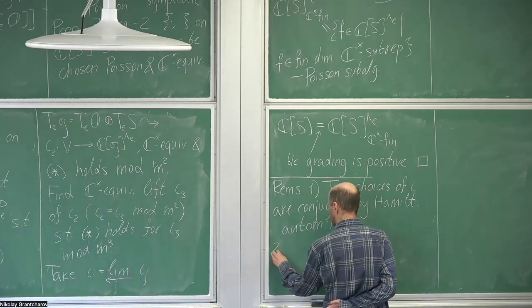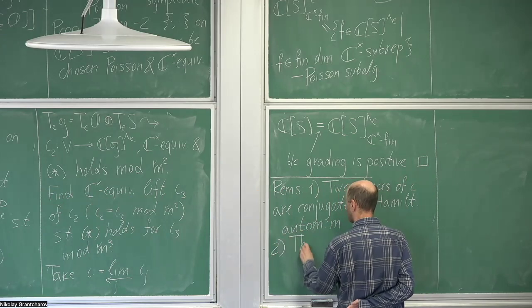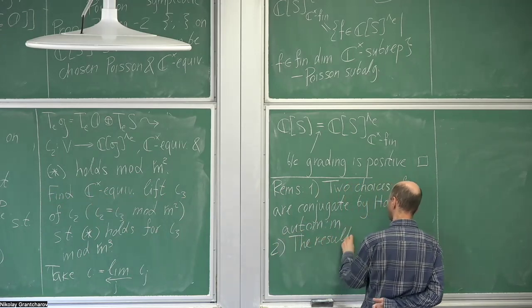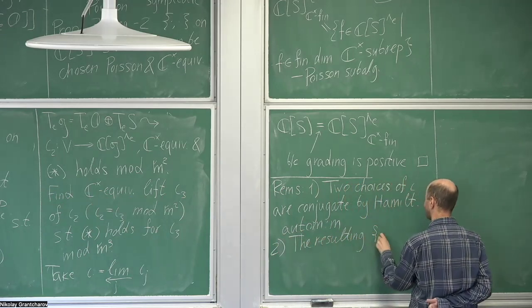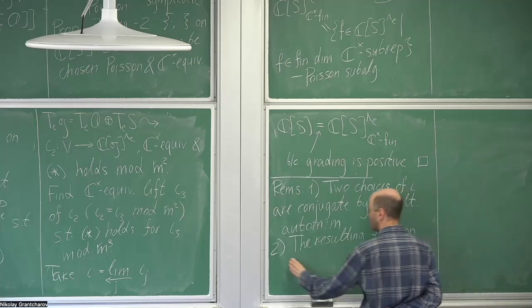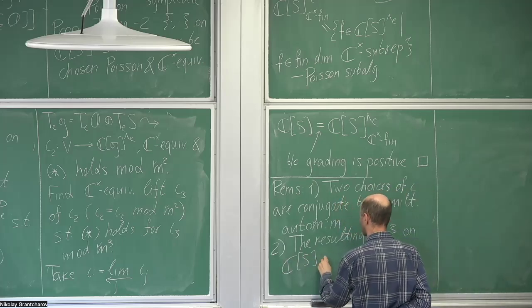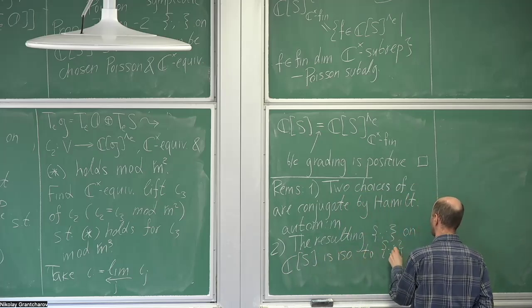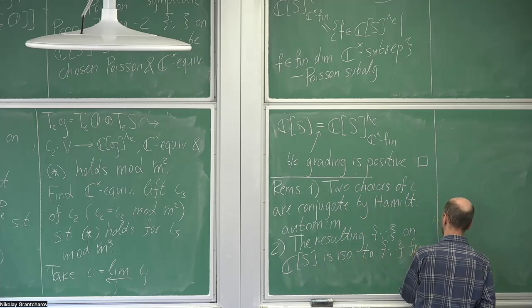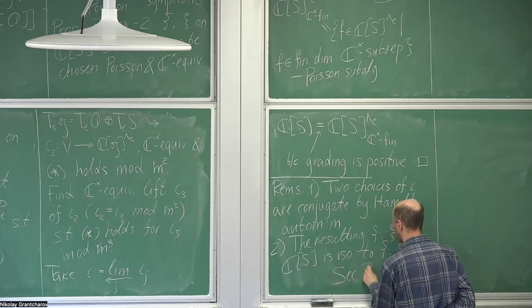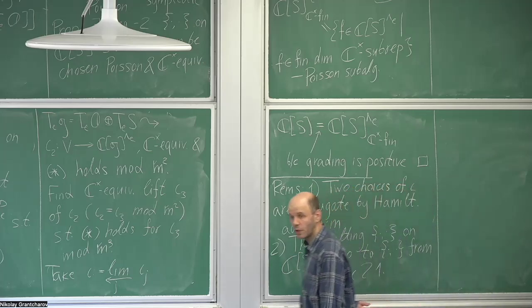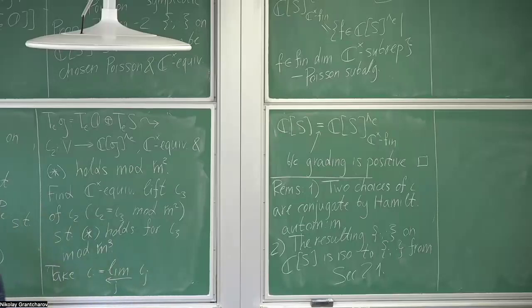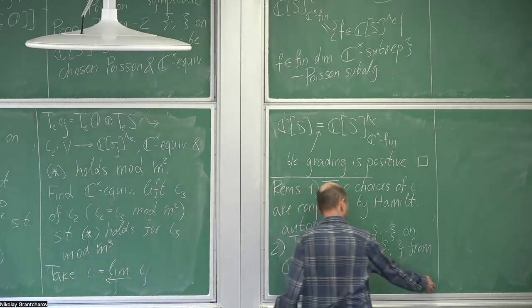And second, the resulting bracket on C of S is isomorphic to the bracket from section 2.1, the one which was obtained by Hamiltonian reduction. But this is not exactly obvious. We need to do some work in order to see this. Okay. Questions?